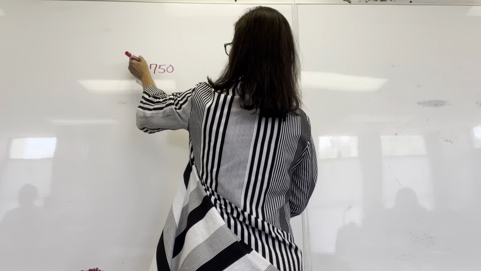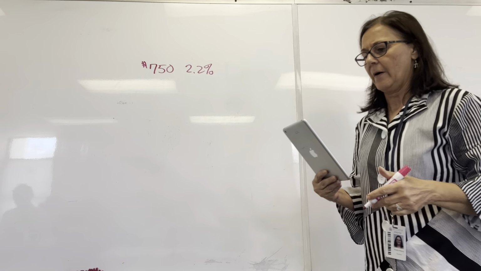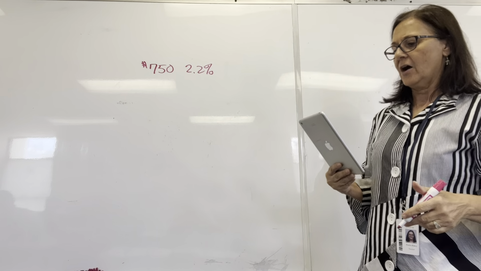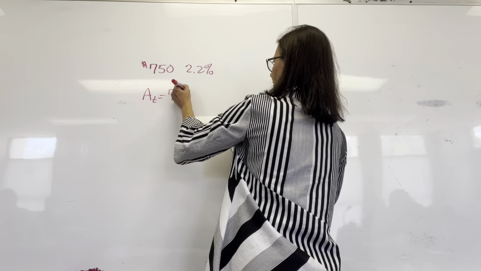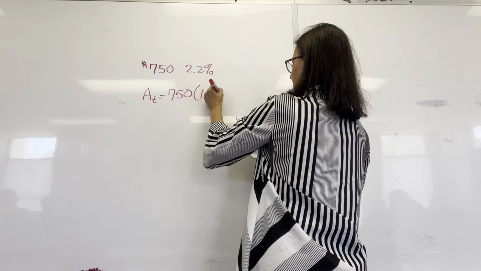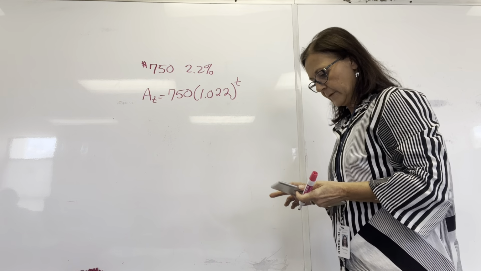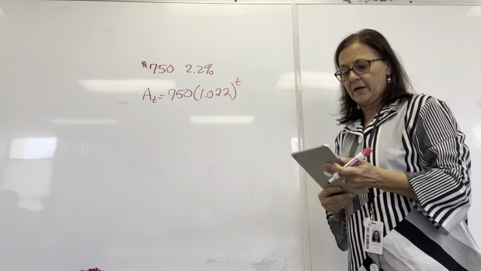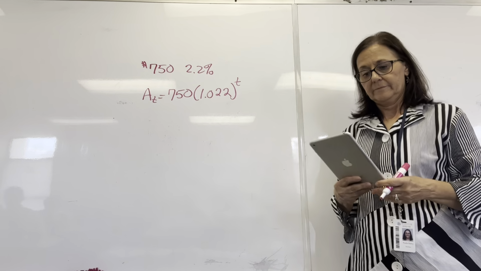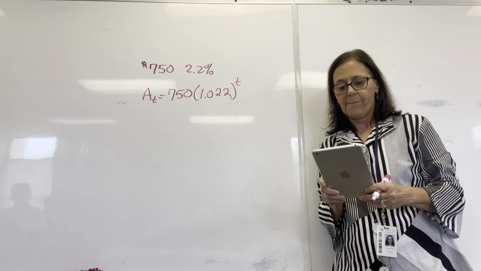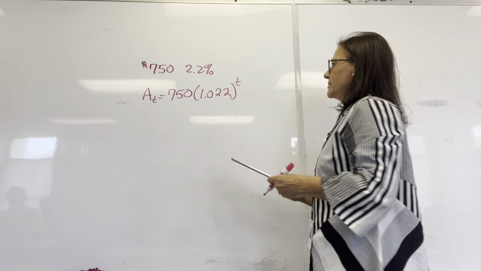If you deposit $750 at 2.2% interest compounded annually and paid from the day of the deposit to the date of withdrawal, your balance, oh my goodness, they give you the equation. The amount over time is 1.022 raised to the time. They did use T. How much money will you have after 2 years? Plug it in. Plug 2 in for time.